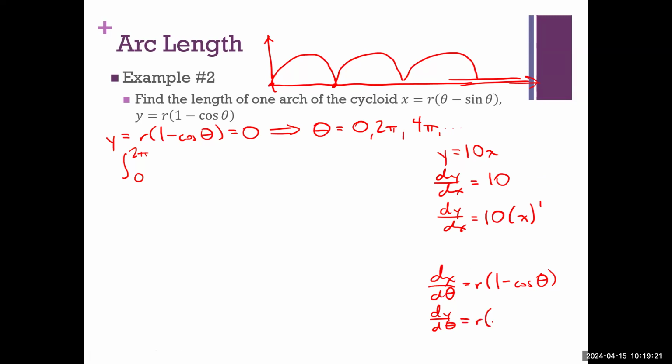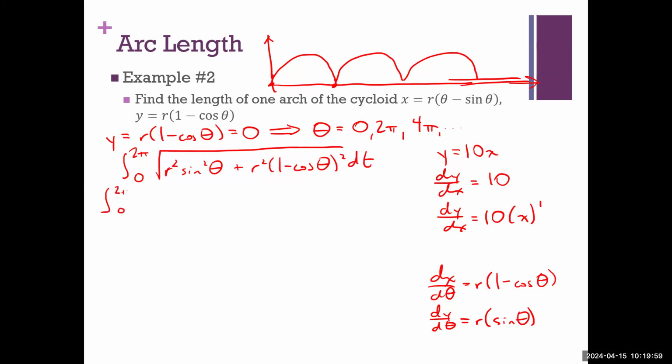So the derivative of y with respect to theta is r times what? That should be sine theta. Okay, so yeah, we need those pieces. What do we do with them? Okay, so square root of r squared sine squared theta plus r squared times 1 minus cosine theta squared. Hopefully some convenient things happen for us.